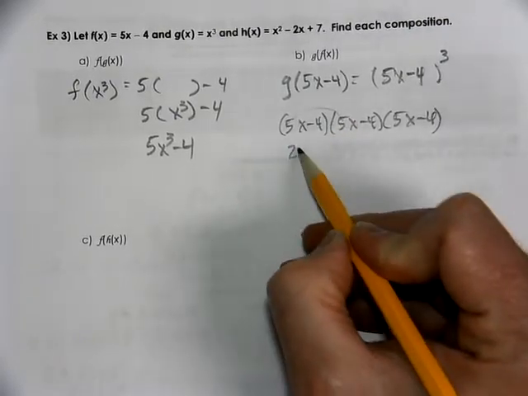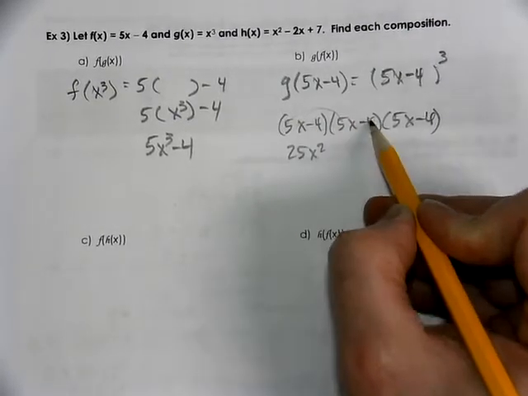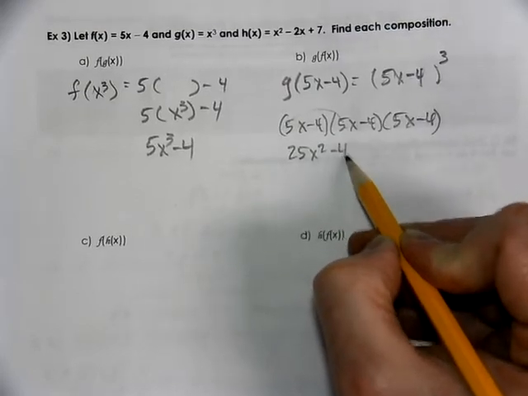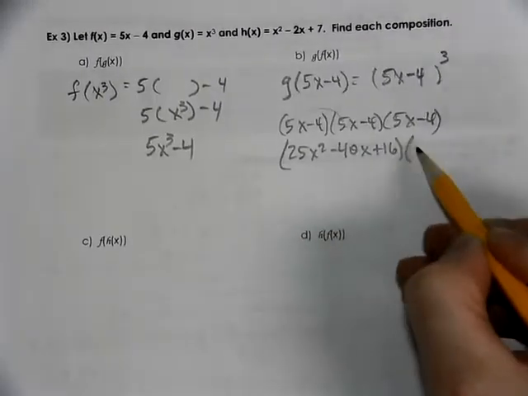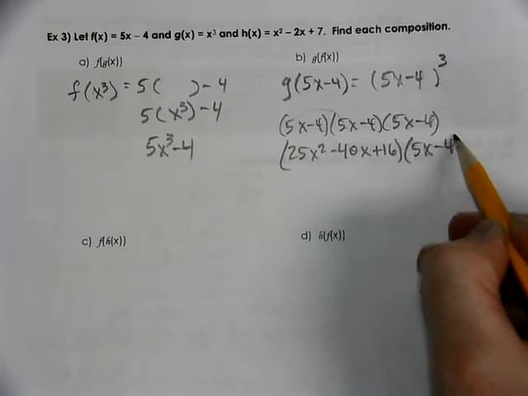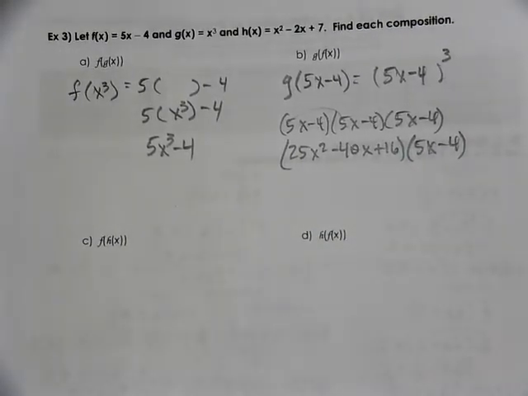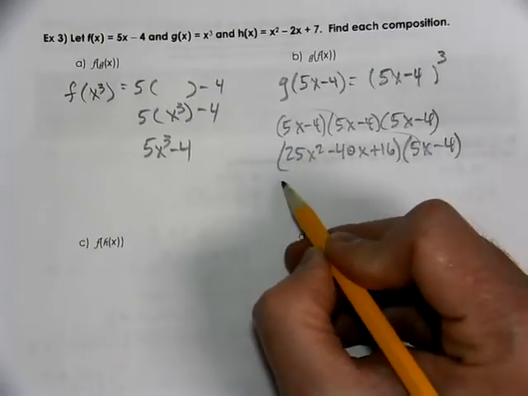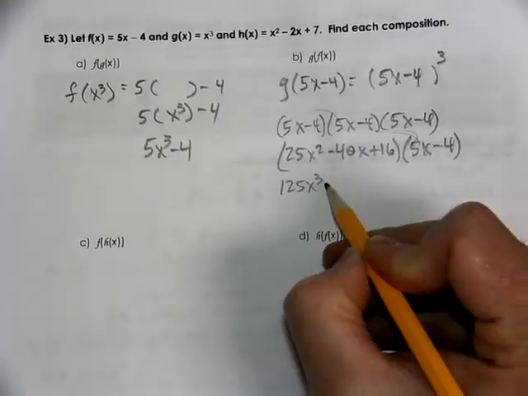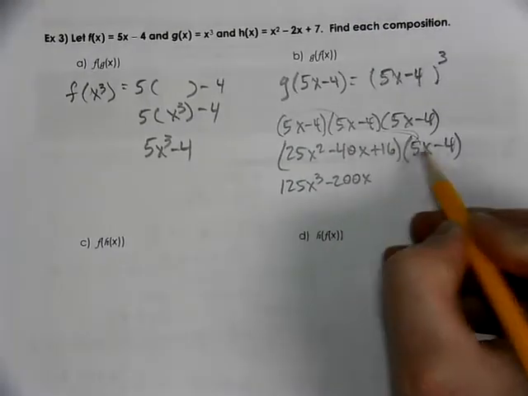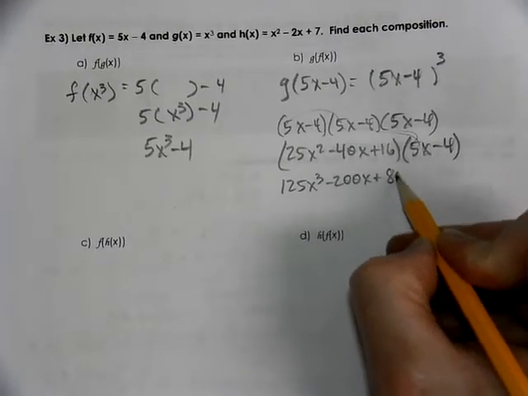So here we're going to get 25x squared. 20 and 20 gives you negative 40x plus 16. That gives us that times 5x minus 4. So we get 125x cubed minus 200x plus 80x.